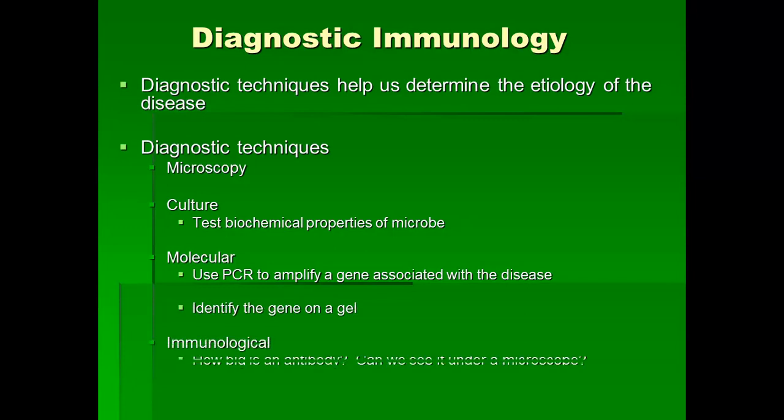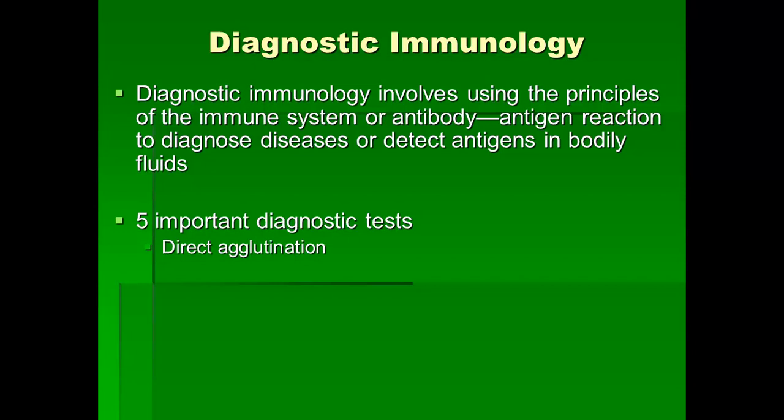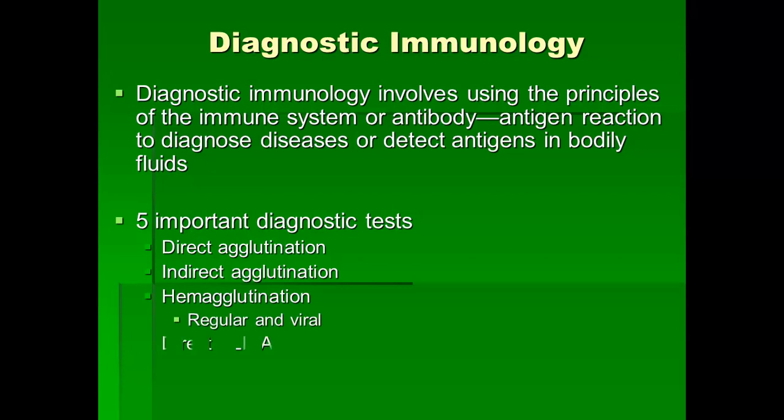Immunological: how big is an antibody? Can we see it under a microscope? Diagnostic immunology involves using the principles of the immune system or antibody-antigen reaction to diagnose diseases or detect antigens in bodily fluids. There are 5 important diagnostic tests: direct agglutination, indirect agglutination, hemagglutination, both regular and viral, direct ELISA, and indirect ELISA.